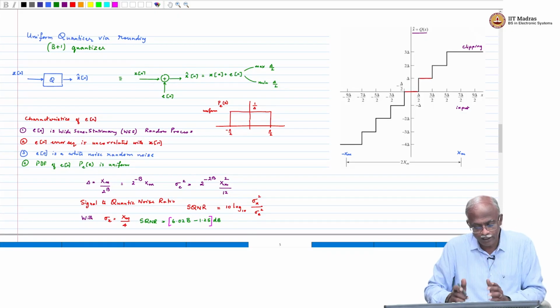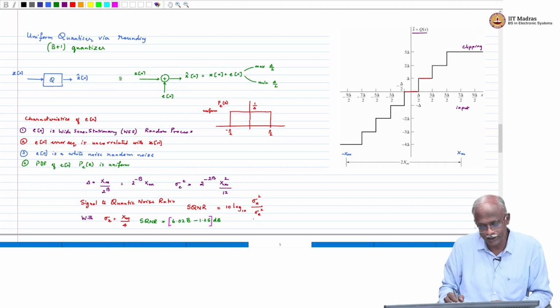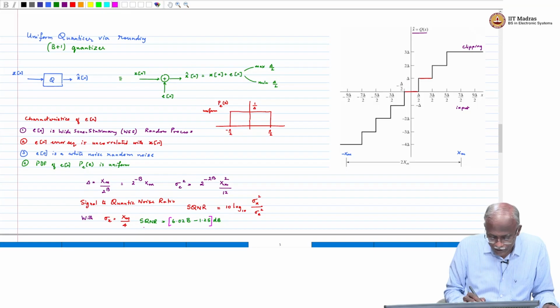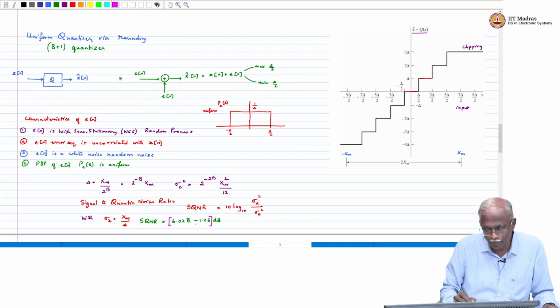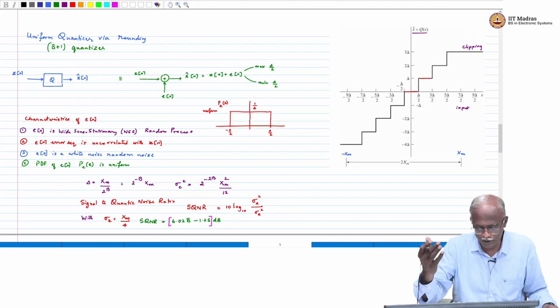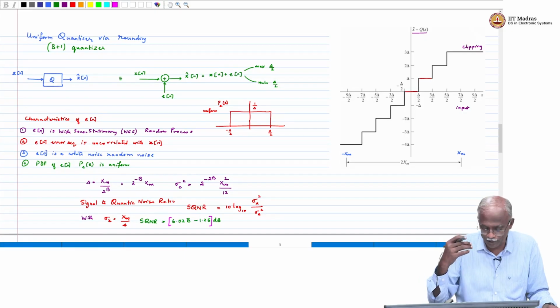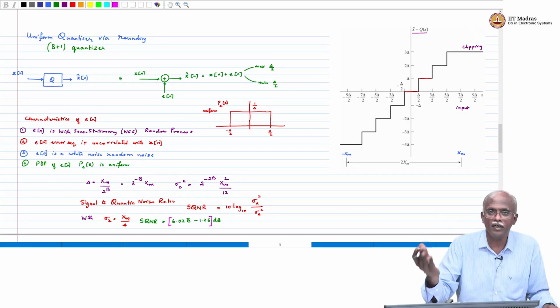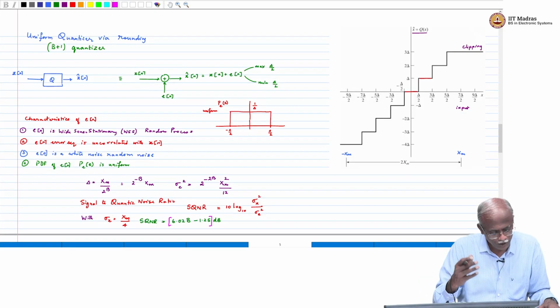From that, we calculated the signal to quantization noise ratio and came up with a formula which said the signal to quantization noise ratio is 6.02b minus 1.25. We did a simple calculation saying, okay, if I have 16 bits of precision, then what is my signal to quantization noise ratio? This is a rough calculation.